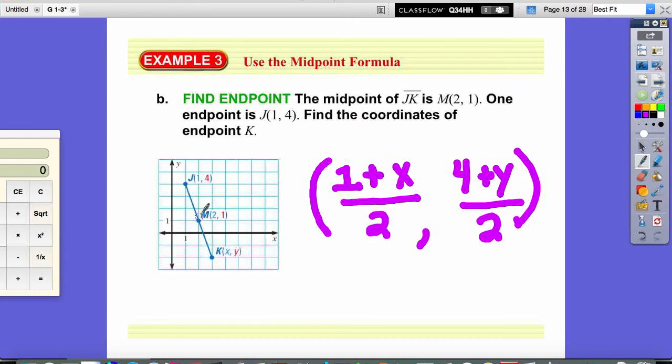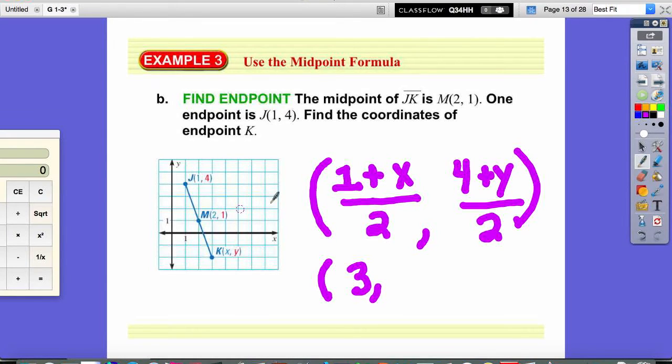So over here, I want to take 1, add some number, divide by 2, and get 2. So once I divide by 2 to get 2, I needed to have 4. So 1 plus what number is 4? 1 plus 3 is 4. Same thing over here. I'm going to take 4. I'm going to add some number, I'm going to divide by 2, and I'm going to end up with 1.